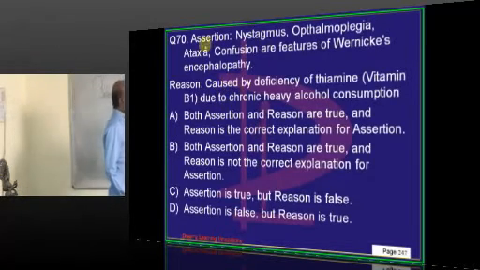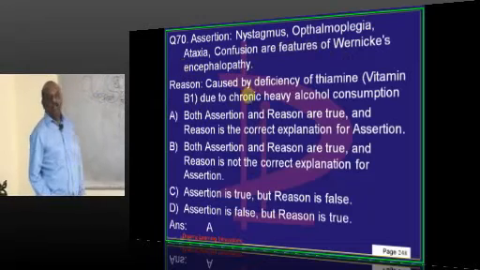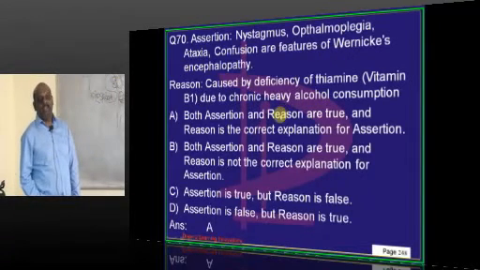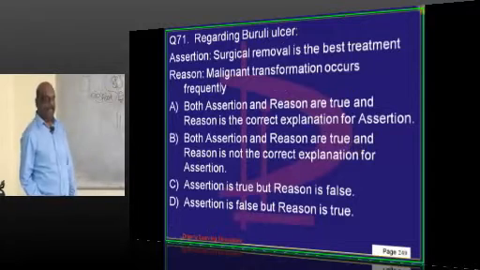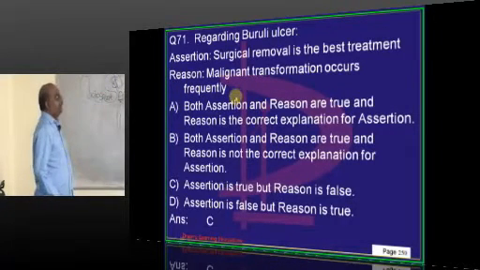Ophthalmoplegia, nystagmus, ataxia, etc. They are all the features of Wernicke's encephalopathy, and typically occur whenever thiamine deficiency is there in a chronic alcoholic. Another very standard question. Then Buruli ulcer.